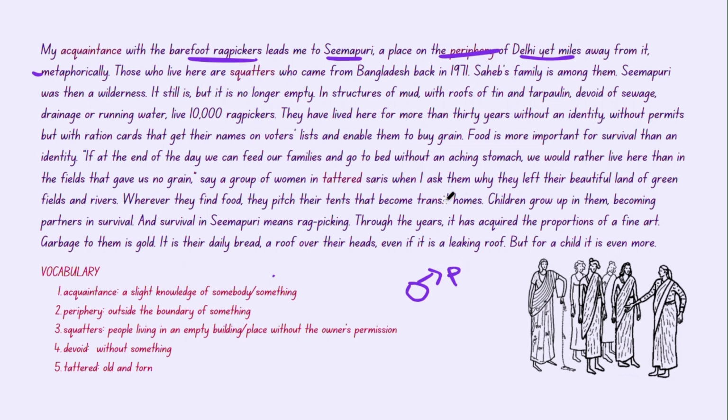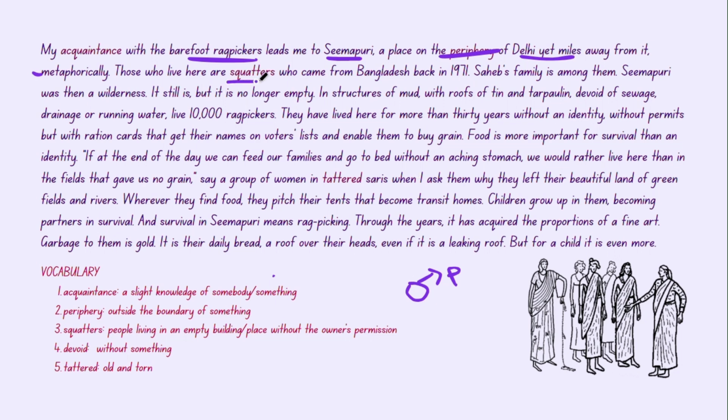Now she says that Seemapuri is a place on the boundaries of Delhi, but metaphorically it is very far away from it, because Delhi is evolving. People in Delhi are becoming richer. Their financial situation is improving. They are earning their livelihoods and they are earning fair square meals. A lot of people have become rich as well, but these people living so close to them are still far away from that financial growth, from that stable economic situation. They are still so poor.